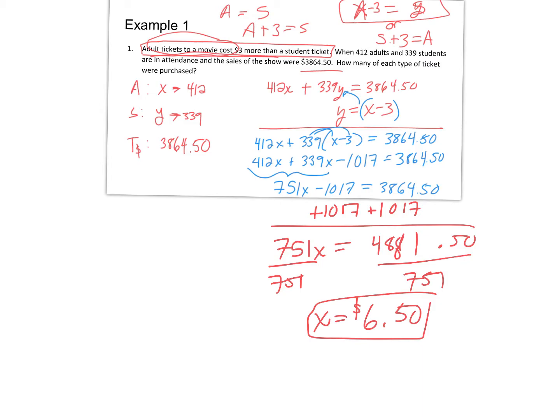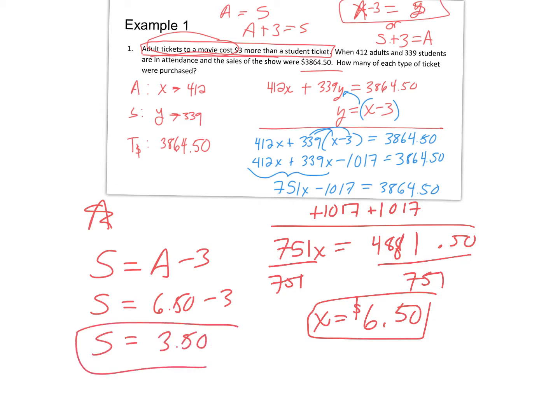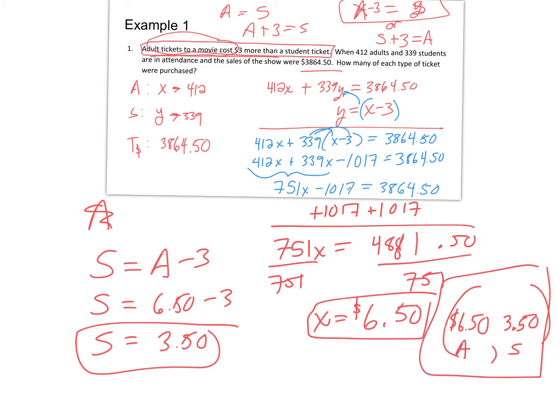Okay, so then we're going to come back. We know that adults are $6.50. So to figure out the students, it's adult minus 3. Therefore student is going to equal 6.50 minus 3. So student equals 3.50. So my ordered pair here for X and Y is 6.50 for the adults and 3.50 for the students. All right, let's move on to the next one.